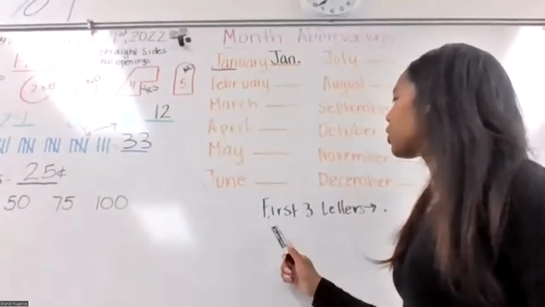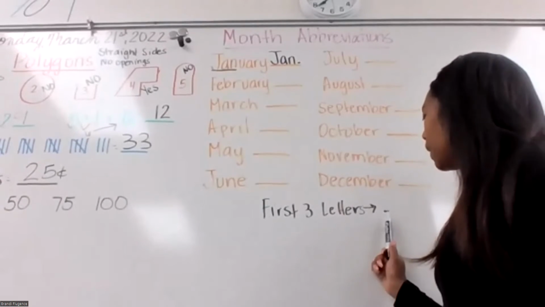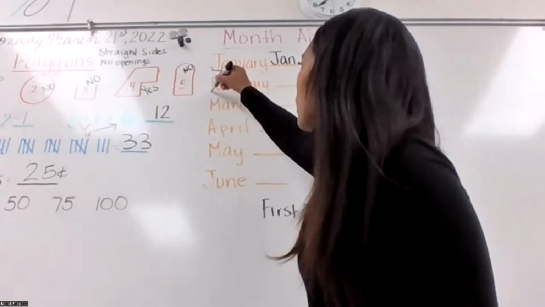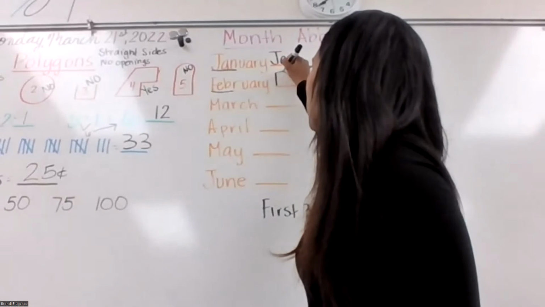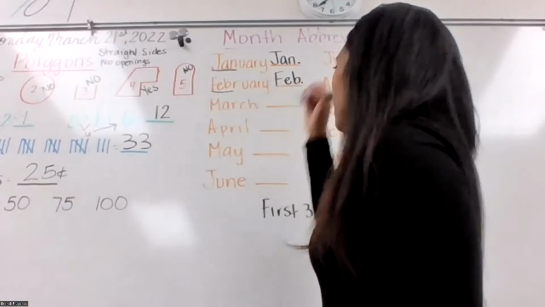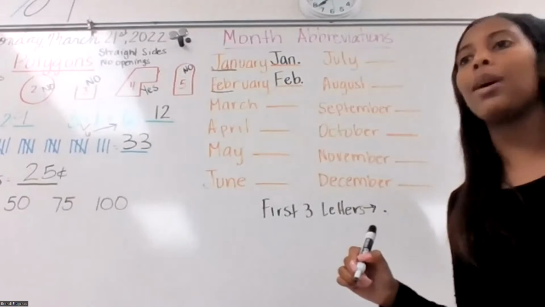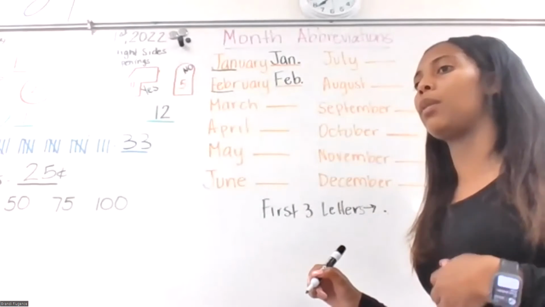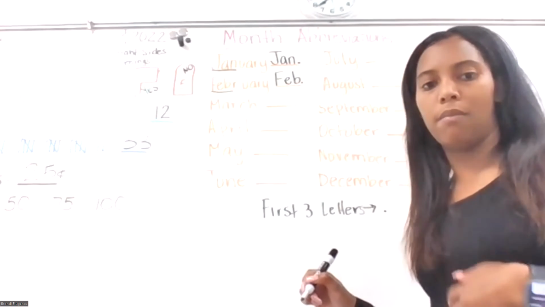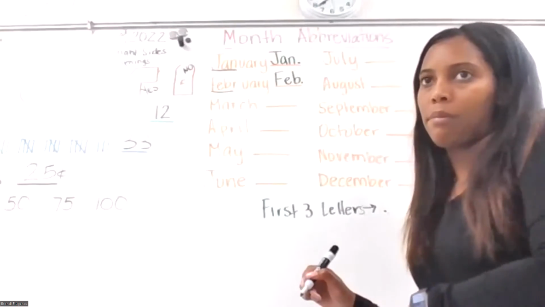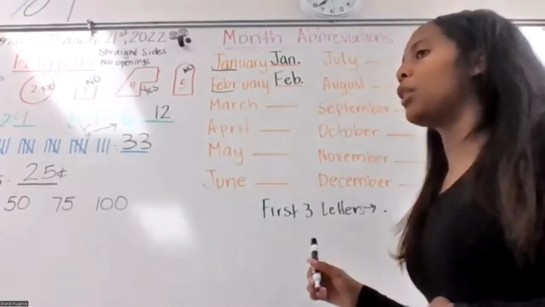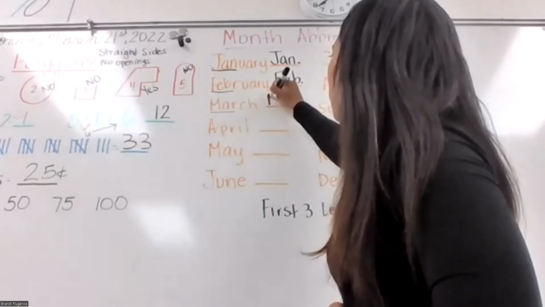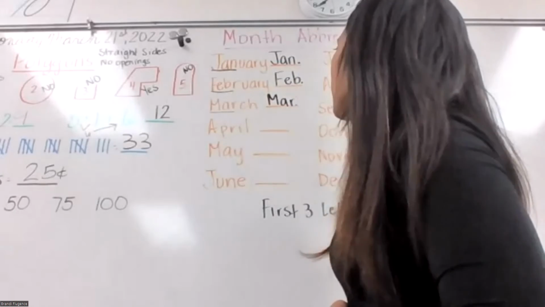Okay, so remember the abbreviation is the first 3 letters followed by a period, the dot. So February, what are the first 3 letters? F-E-B. So when we abbreviate it, we put capital F-E-B dot. Remember, abbreviation means a shorter way to write a word. So instead of writing the whole month February, we can abbreviate it with capital F-E-B dot. Let's look at March. What are your first 3 letters? M-A-R. So when we abbreviate it, we put capital M-A-R dot.